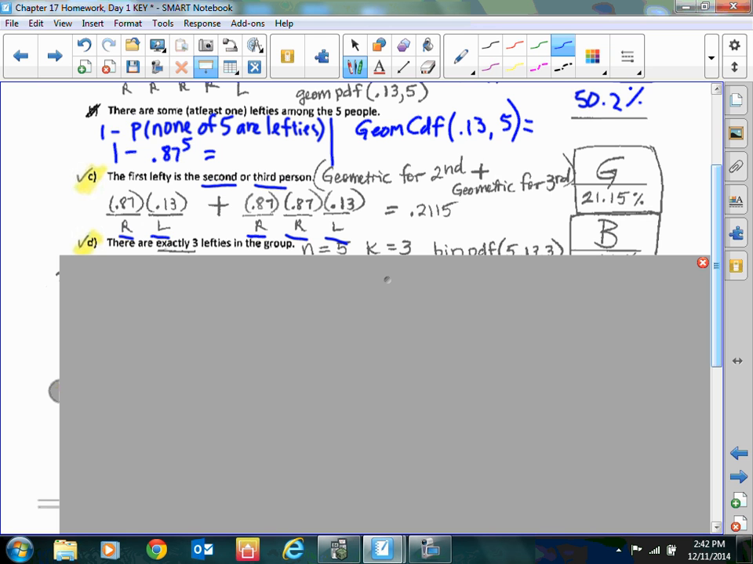You actually cannot do geometric for the third spot. What's wrong with that? It would include it happening on the first spot, and it's not supposed to happen in the first spot. Do you see that? If you did this on the calculator, you would go geometric PDF 0.13 occurs in the second spot, plus geometric PDF 0.13 occurs in the third spot. You could do that.